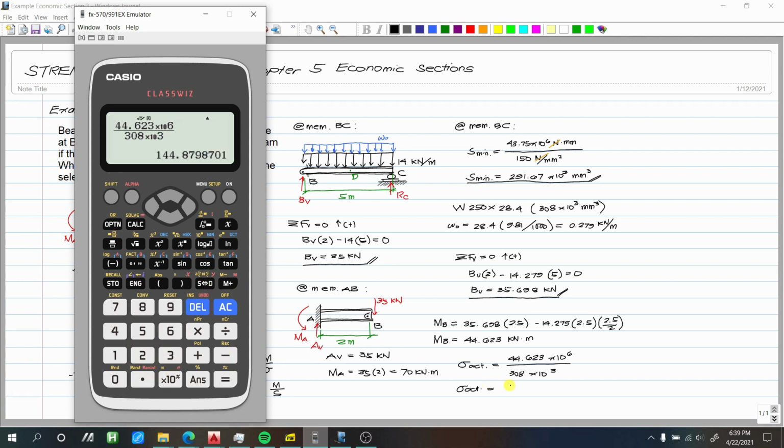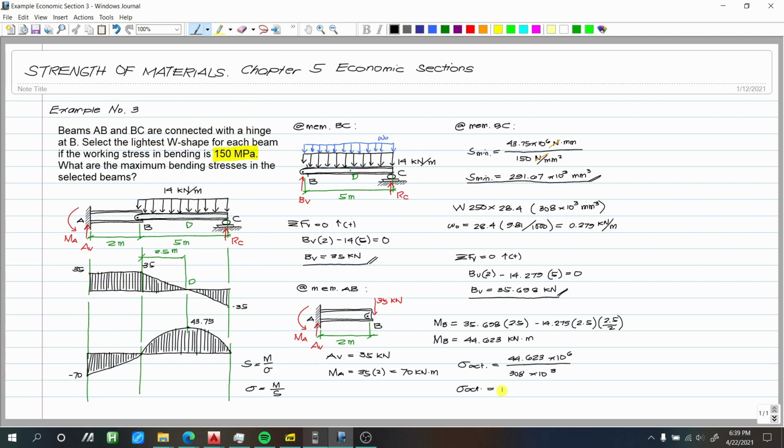Okay, so 144.88 mega Pascal. Okay, so which is less than sa 150. So okay tayo rito sa ating actual bending stress. And okay rin tayo sa section na to. Okay? Para sa member BC.